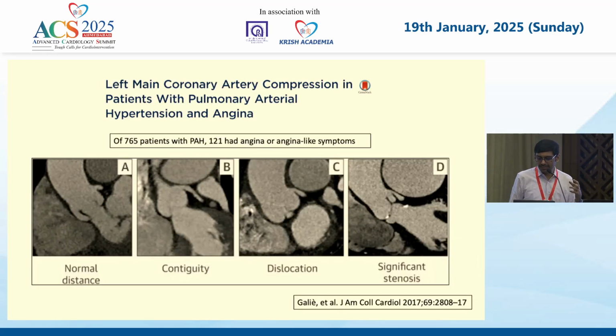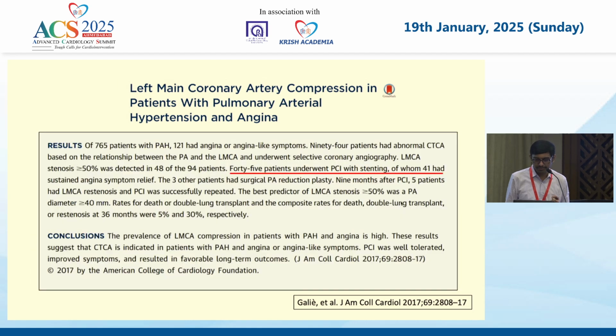And this is an elegant study published in 2017, showing the various things you observe in a patient with severe PAH. One, this is normal distance. You just see that there is a gap between your left main and pulmonary artery here. Even though here both are contiguous, there is no compression, and there is some form of dislocation, but still lumen areas are adequate. This is what happened in our second patient, and this is what happened in our first patient, where there is a significant left main compression from your enlarged pulmonary arteries.